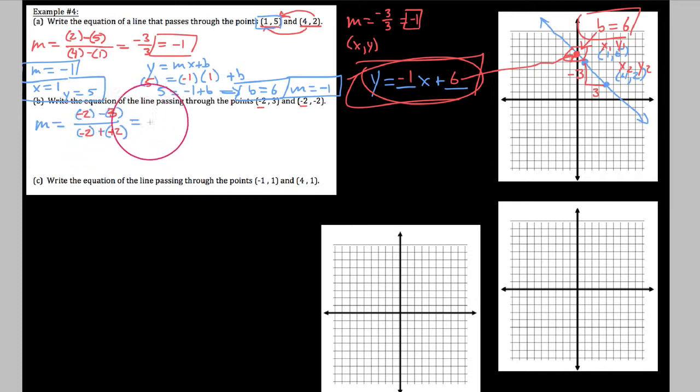And so we're going to get a really awkward situation here. We get negative 5 over 0. And so the first thing that's awkward about this is that the slope is undefined. I'll even write the whole word out. It's undefined, people. Okay. And the reason why is because we're dividing by 0.